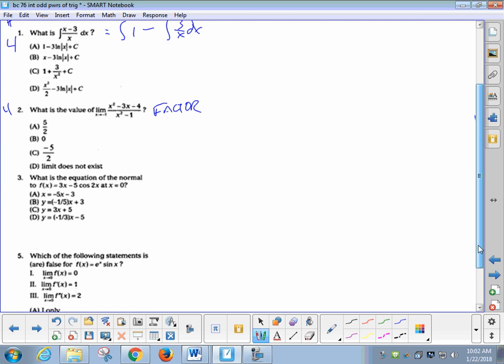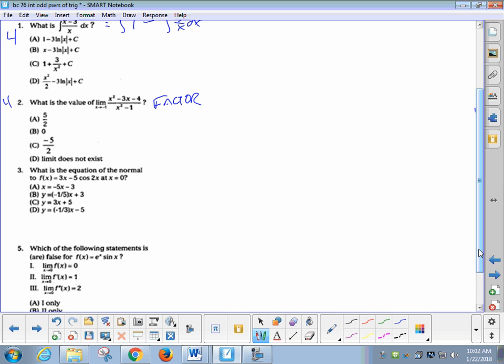Number 3, 4 people missed that, and if I remember right, many of the people that missed that didn't read the word normal. Some did tangent. So read carefully there. Normal means perpendicular.